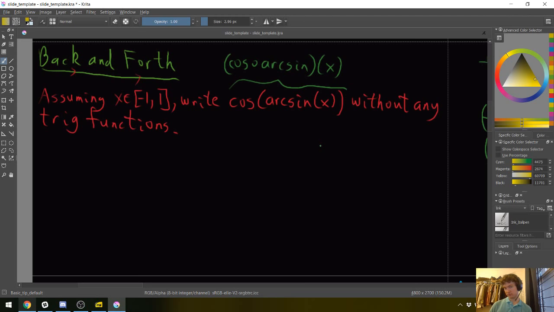Well, we can start by figuring out what arcsine is. Oh, well, you know this. This is sine inverse, right? Arcsine is another way of writing sine inverse of x. Oh, right. Yeah. Good.